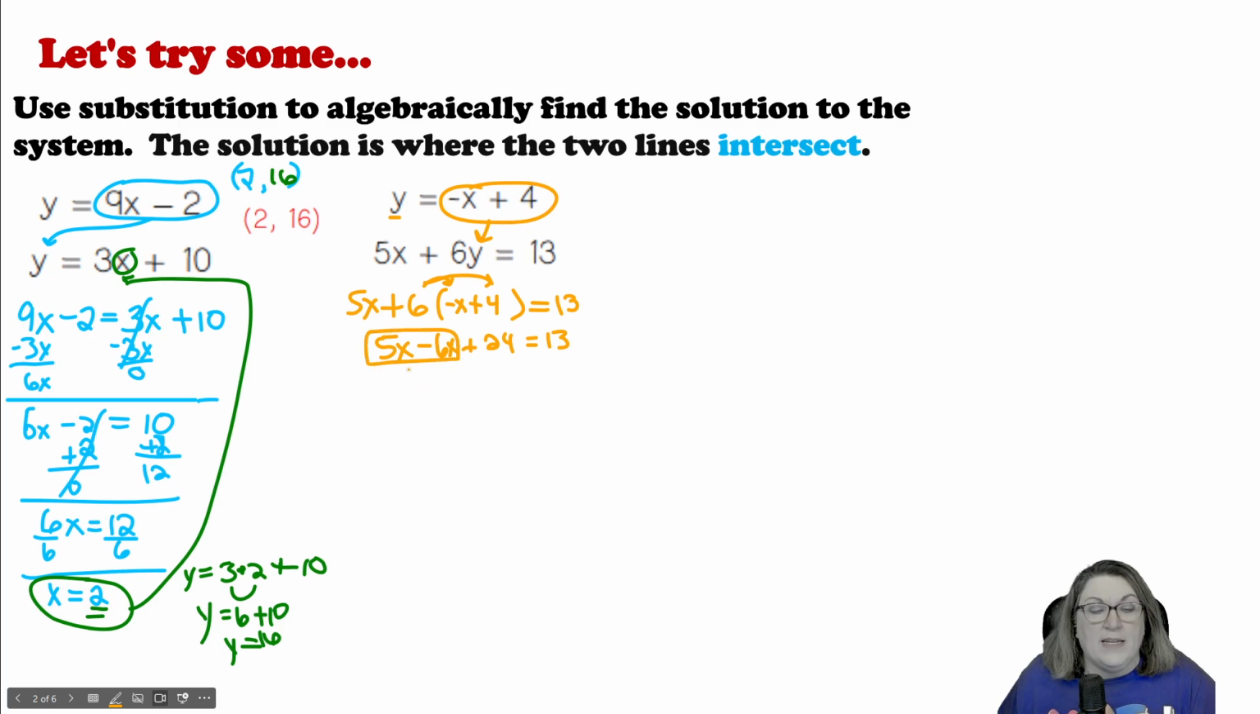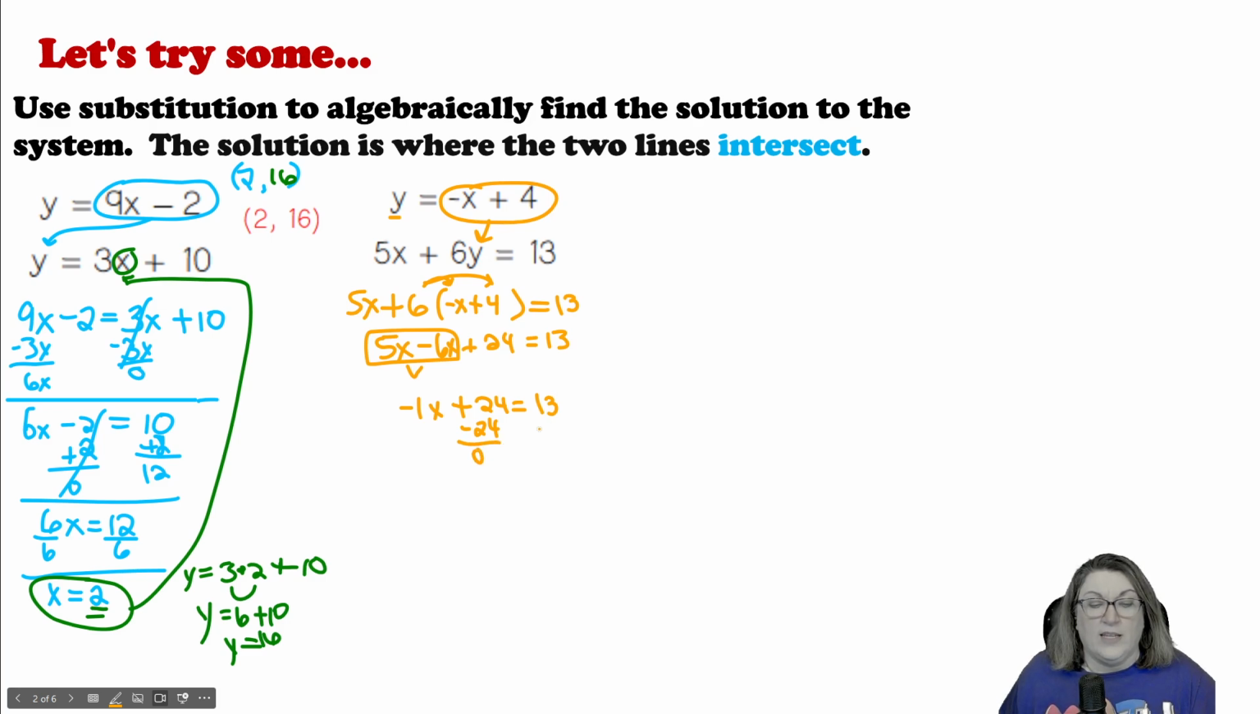5x minus 6x gives me negative 1x, or just negative x. They mean the same thing. And then I'm just writing the rest of the equation down here. Once again, we have a two-step equation, and so I need to get rid of my 24 before I get rid of my negative 1. Always do the constant before the coefficient. The coefficient is the one that's right next to your variable.